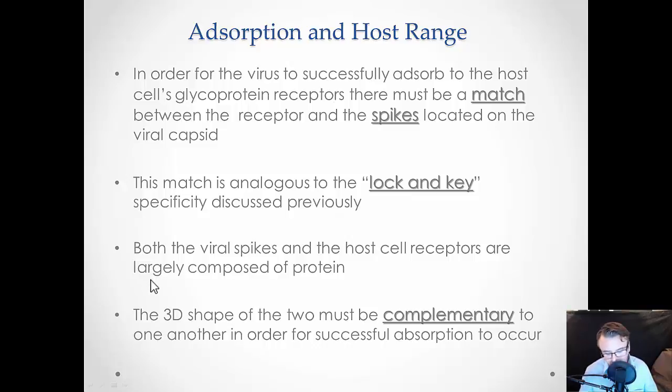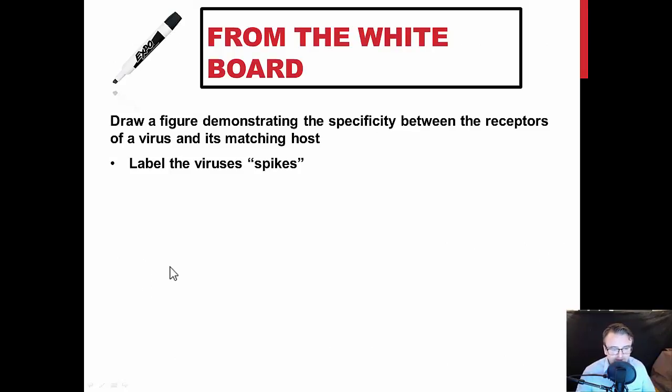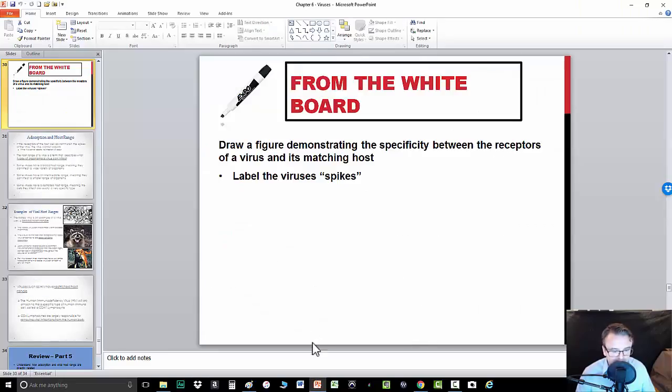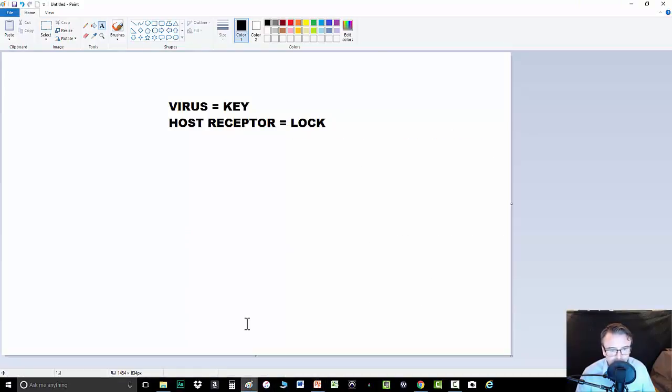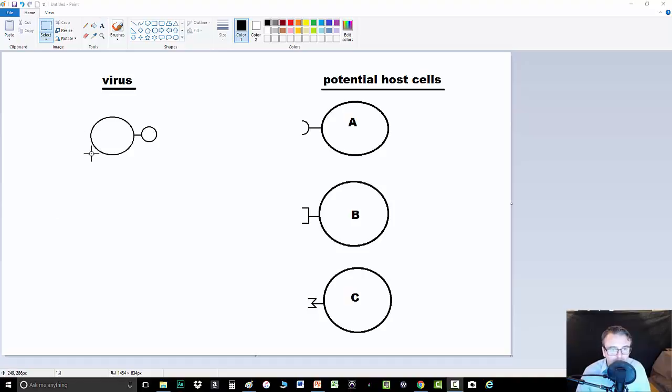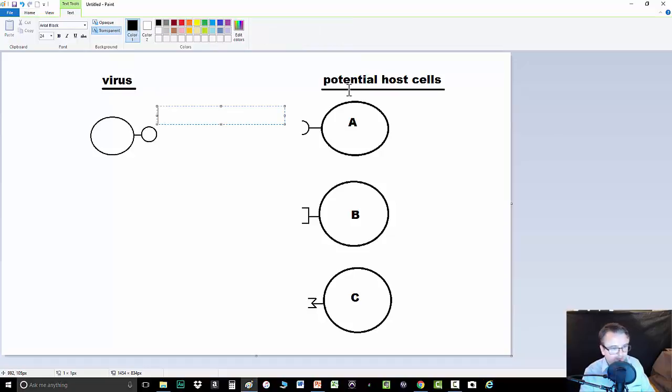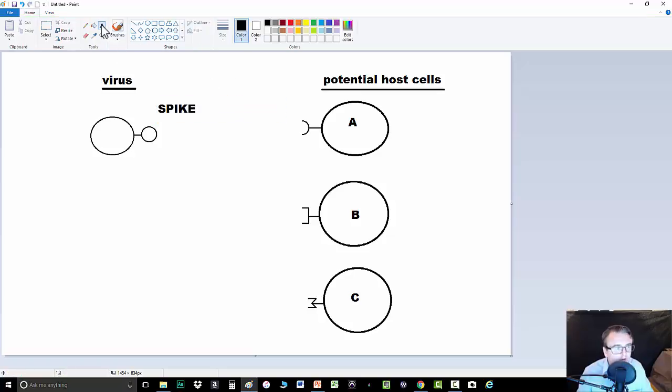Now, the truth is this doesn't always happen, and in fact, in most cases it doesn't. So let's do another quick little diagram and show a couple of different scenarios that could take place with a virus. Here we see a diagram I've set up showing 3 potential host cells and a virus with a particular shaped spike. This here is the spike of the virus, and I've drawn just a generic shape.